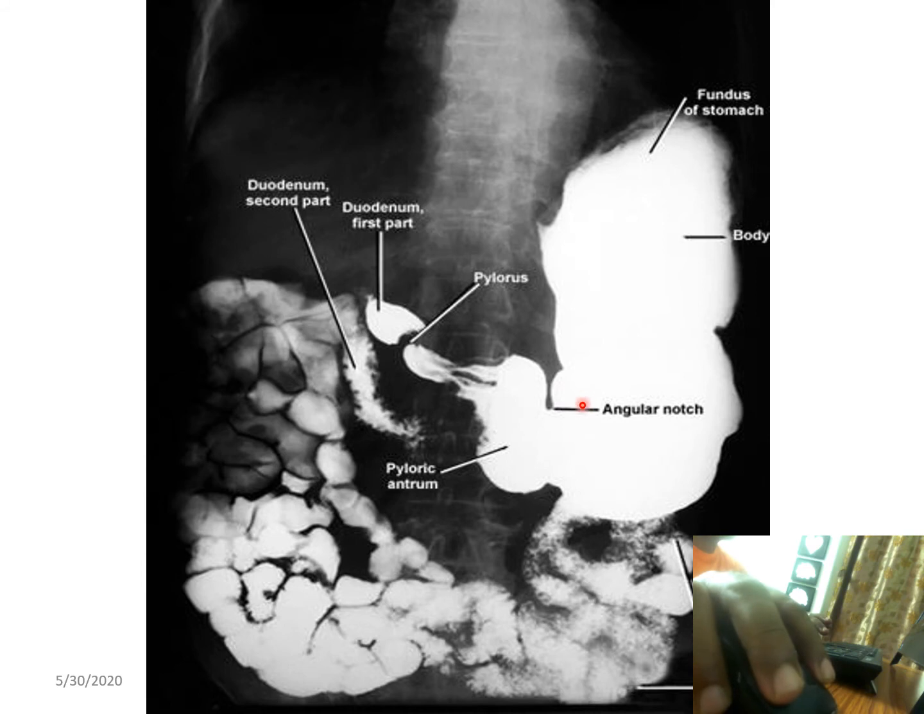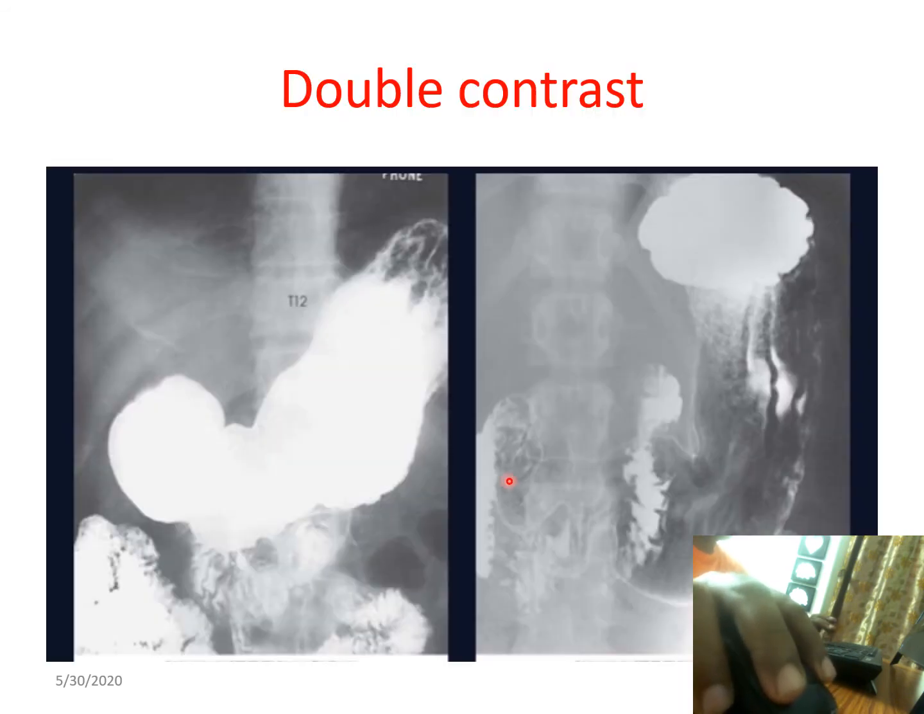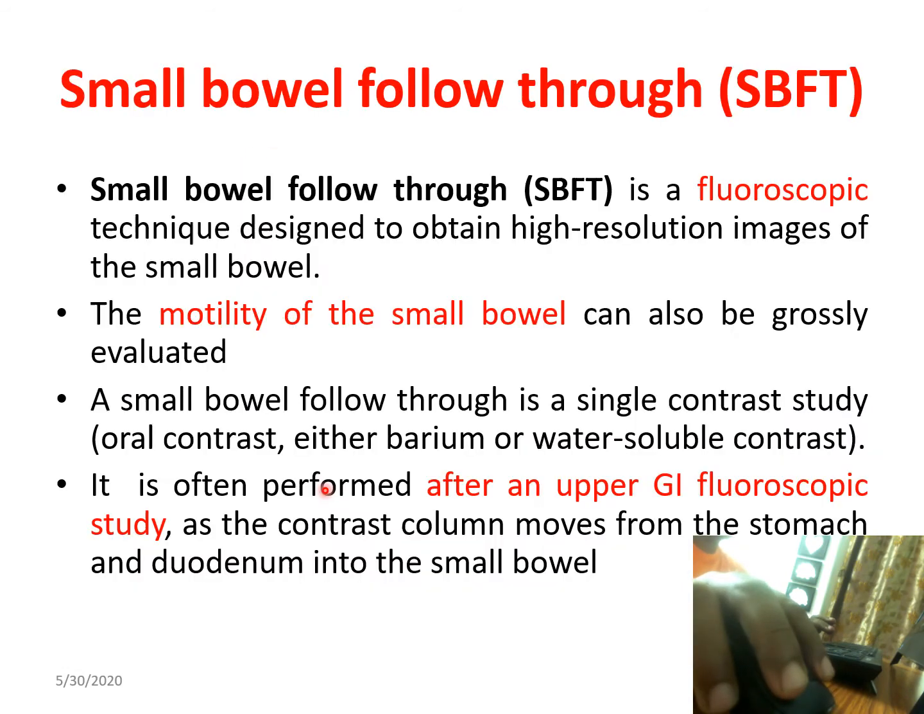So in this barium meal, we can see the stomach and lower part of the upper GI tract. You can see the notches. You can see the duodenum second part, duodenal first part, pylorus, and pyloric antrum. If you give air with double contrast, you can see the mucosal lines so clearly here, and this is the barium meal.